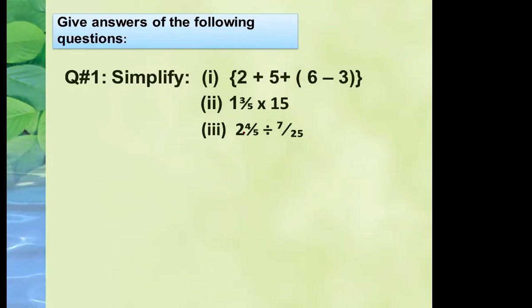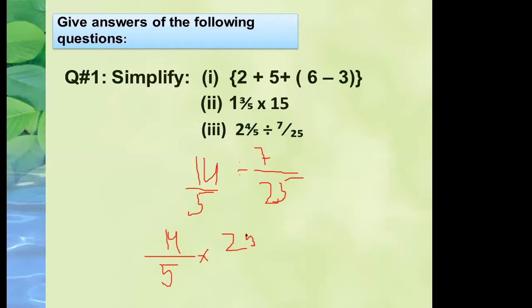Okay, now I'm going to show you. 5 twos are 10. Then it will become 14 upon 5 divided by 7 upon 25. Then I will take the reciprocal of it, 14 upon 5 multiplied by 25 upon 7. Then 7 ones are 7, 7 twos are 14, 5 ones are 5, and 5 fives are 25. So 2 multiplied by 5, your answer will be 10 here.